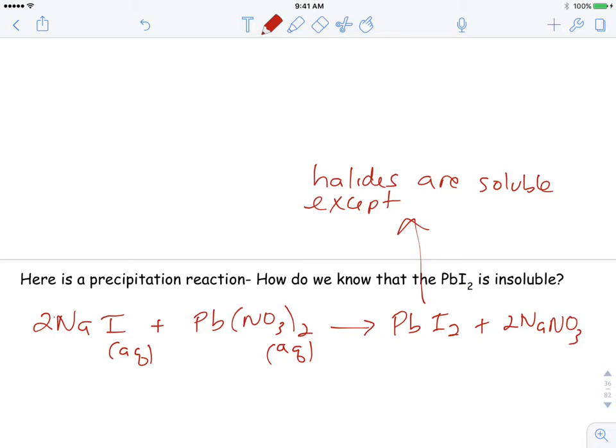Those include lead. Those include silver. Those include mercury, mercury 1. In this case, lead is combined with iodine, a halide. That makes this a solid. It will not dissolve in water. It's actually this really bright yellow precipitate that forms. This is aqueous.